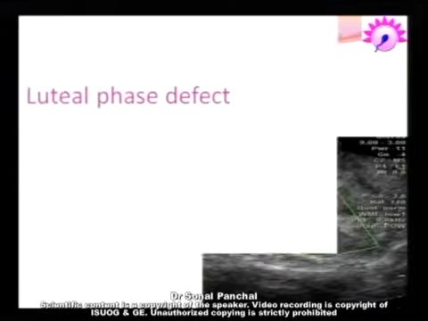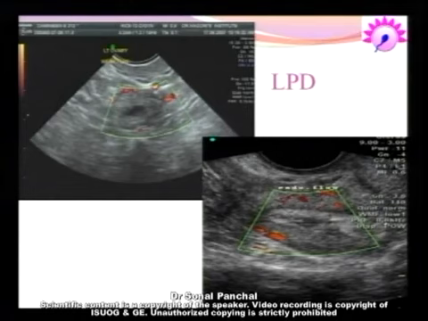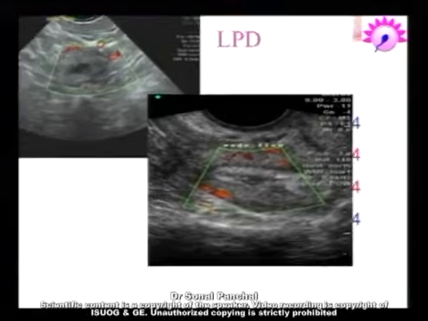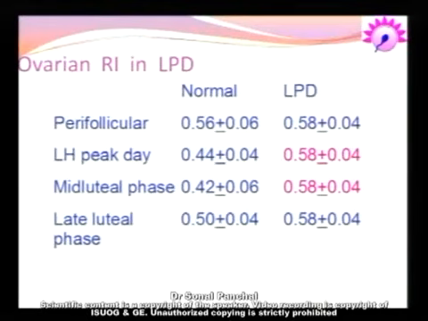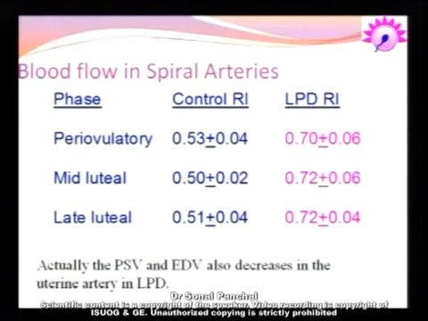Whereas when you go to the luteal phase defect proper, it can be because of 2 reasons: either the secretion of the progesterone is low, or the receptivity of the endometrium to progesterone is less. If the secretion is bad, that means the corpus luteum is not functioning normally, and that you can know by high resistance in the corpus luteum flow as compared to the normal in the mid-luteal phase.